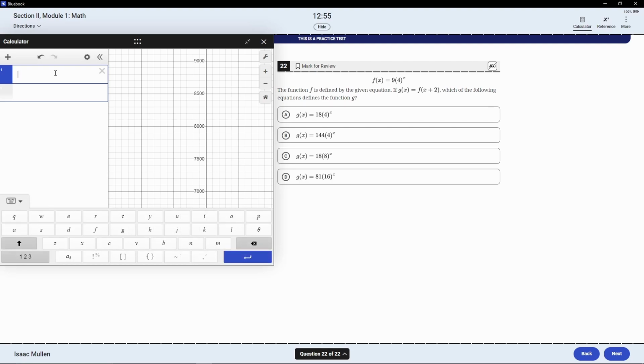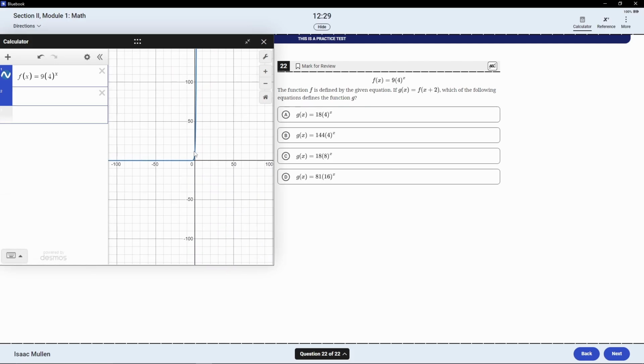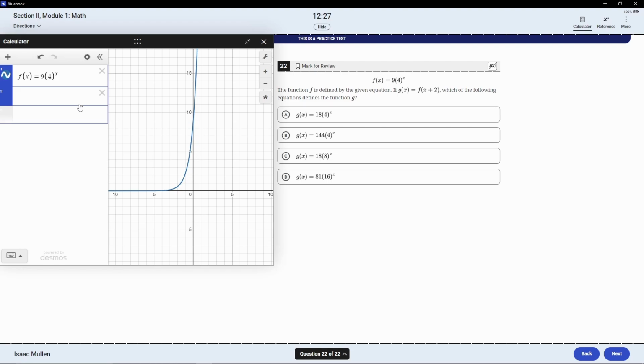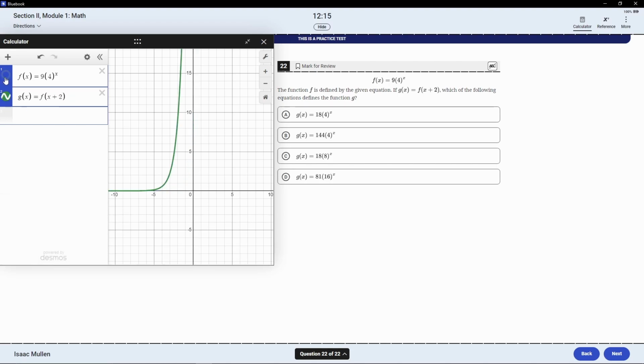The function f is defined by the given equation. If g of x is equal to f of x plus 2, which of the following equations defines the function g of x? I'll tell you what we're going to do here. We're going to graph f of x is equal to 9 times 4 to the x. We're going to go all the way down just to see more stuff here. And we know g of x is just equal to f of x plus 2.